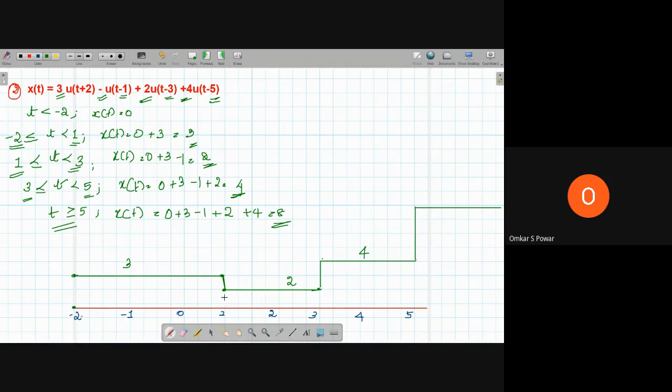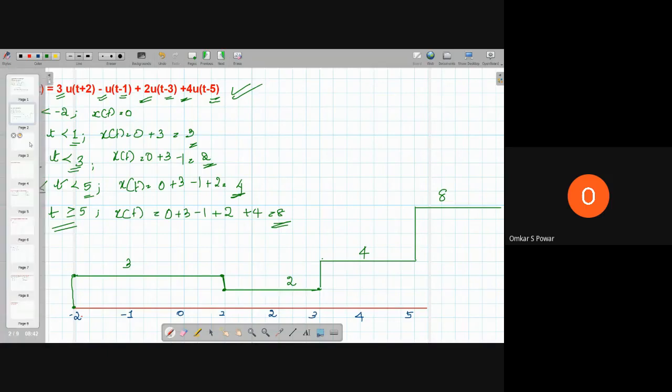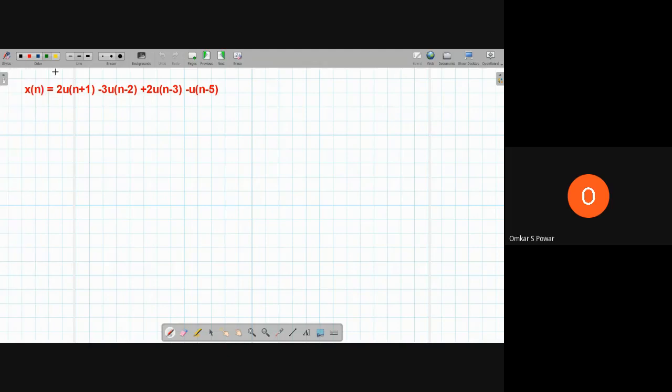So this is how you plot. So this should be here 0. So now you have got the basic understanding. How do you plot the signal when they have given this equation to you? Now this is for continuous time. So let us solve one problem for discrete time so that you'll get a better understanding.